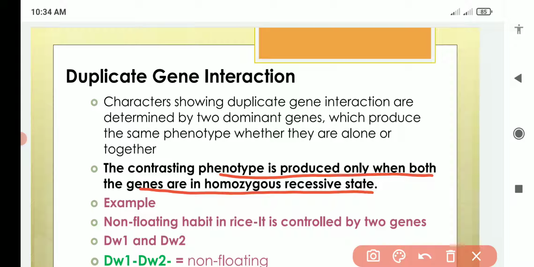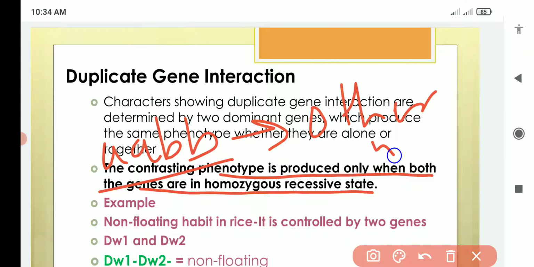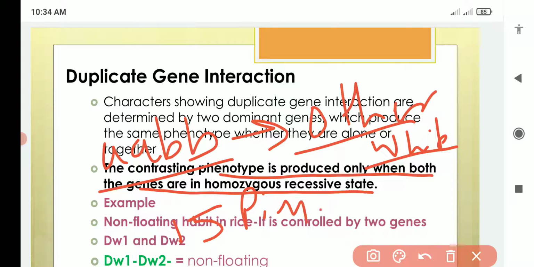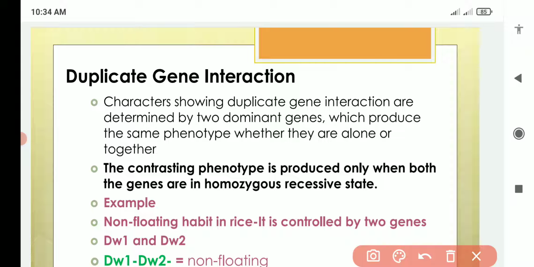So whenever any of the dominant genes is present, the phenotypic expression will be there. When both are absent, suppose small a, small b is present, in this condition the other phenotype will be produced, let's say white color. So 15 individuals will have pink color, for example, and one individual will have white color. That's why this gene interaction results in the 15:1 ratio.